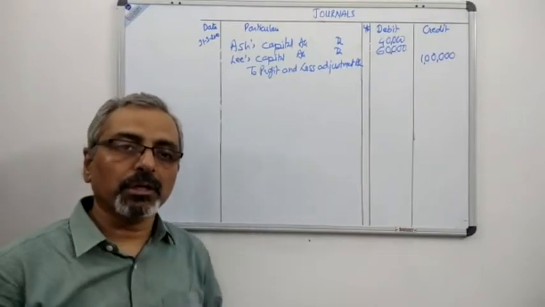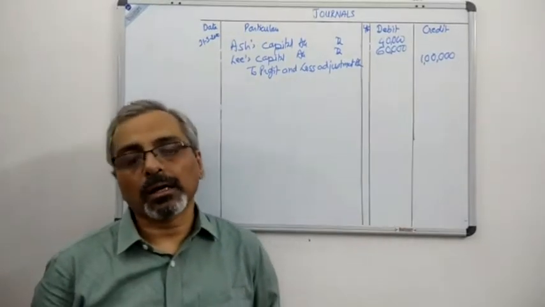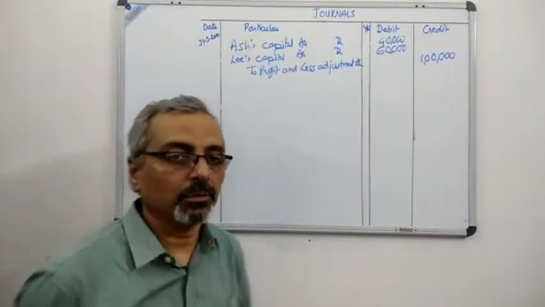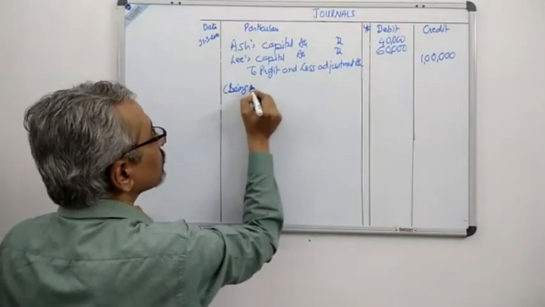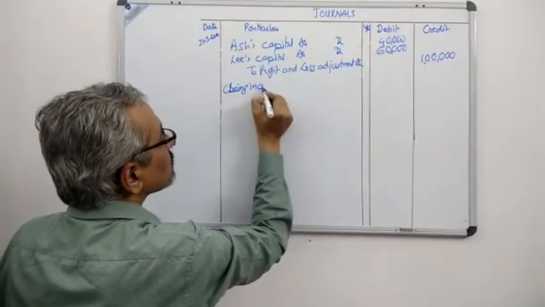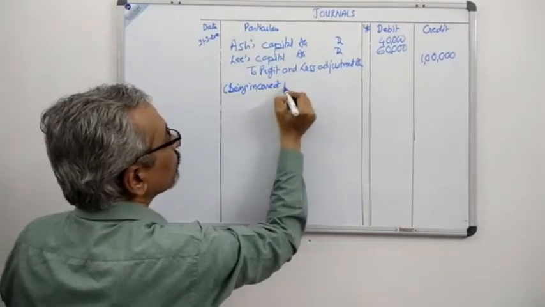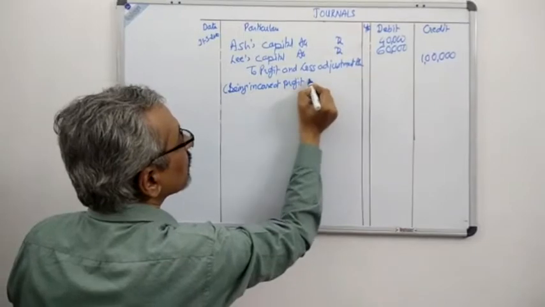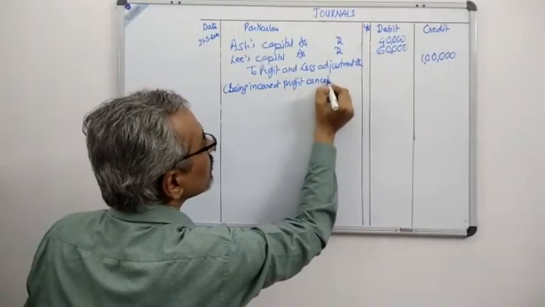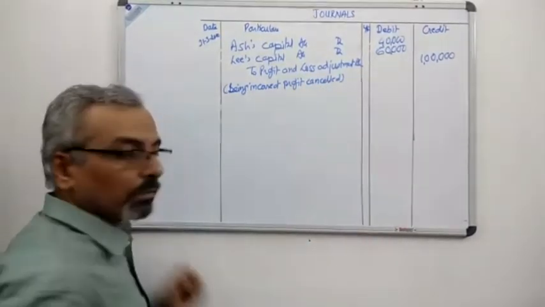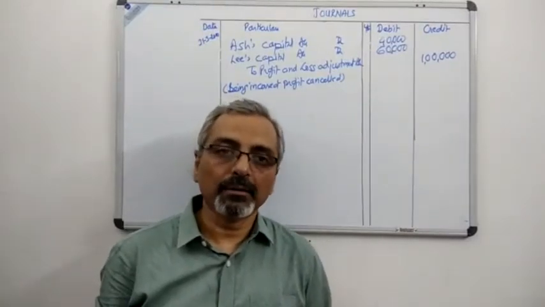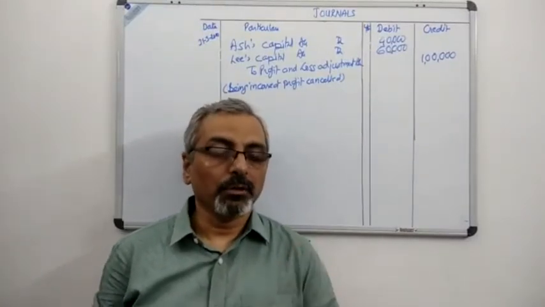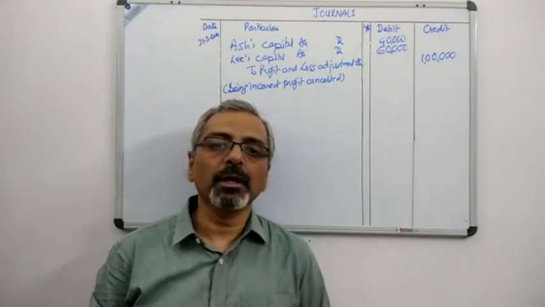And the narration is: being incorrect profit cancelled. This is very important. Narration should be written. Do not miss to write the narrations. It is very important. The next journal entry is the interest on capital.